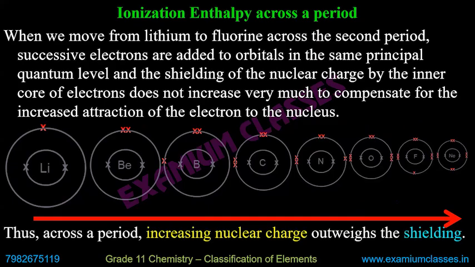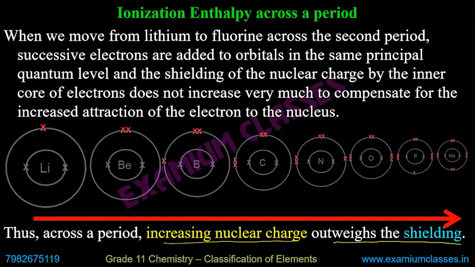Thus, across a period, increasing nuclear charge outweighs the shielding also. So there is shielding also when we say that we have greater number of protons, there will be greater number of electrons. Greater number of electrons will result in shielding also, meaning the interelectronic repulsion will result in shielding also. But shielding will be outweighed by increasing nuclear charge.